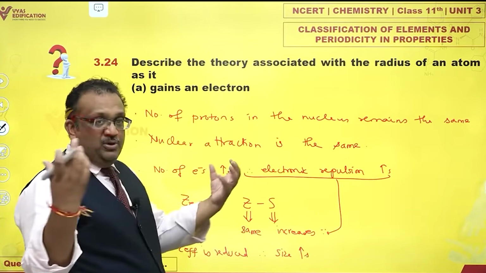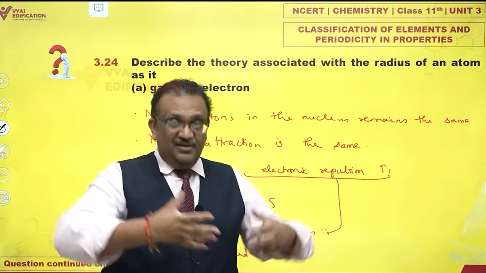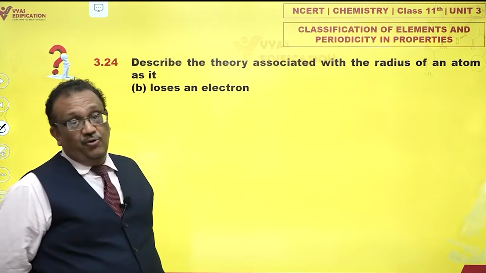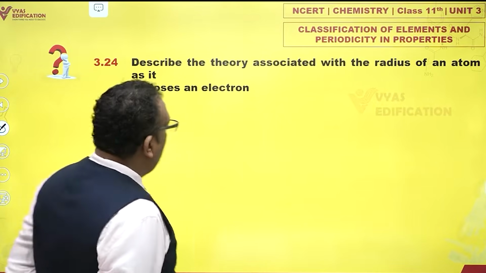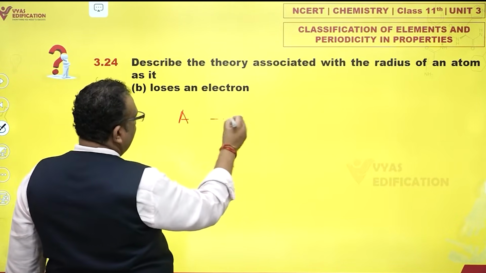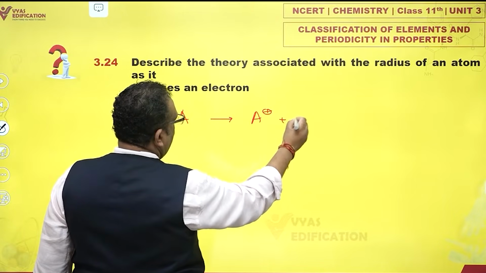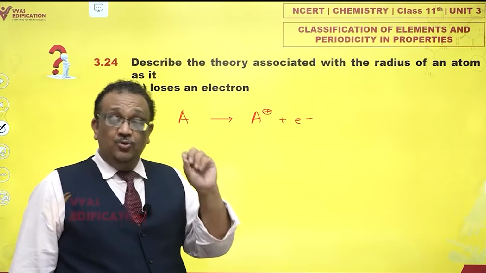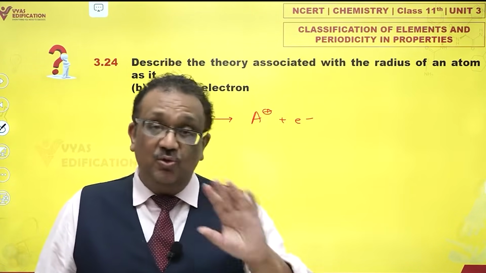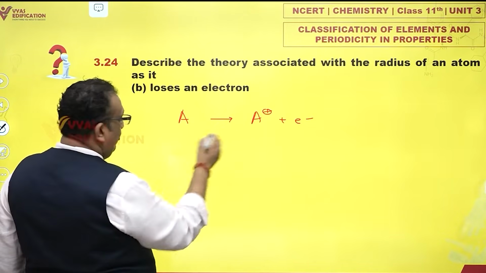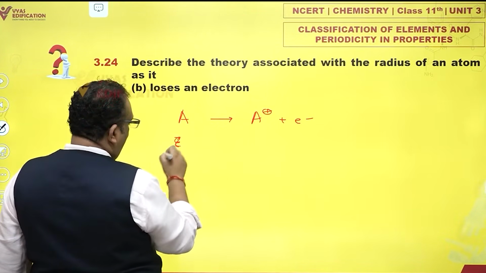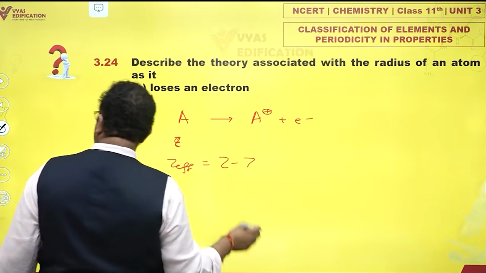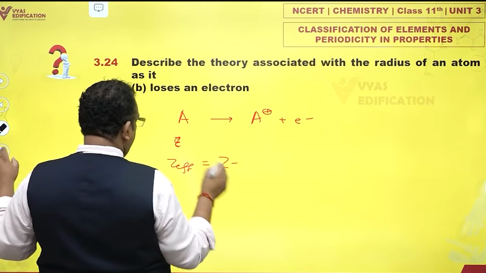Please note, the nucleus pulls the electrons inwards. If the nuclear pull inwards decreases, size increases. As simple as that. And when it comes to losing an electron, this also gets very interesting. You have an atom A. If it loses an electron, again, the first two points are the same. Nuclear charge remains the same. There is no change in the nucleus. But since an electron is lost, you find Z effective, which is Z minus Z star, or sometimes people call it screening constant S also.